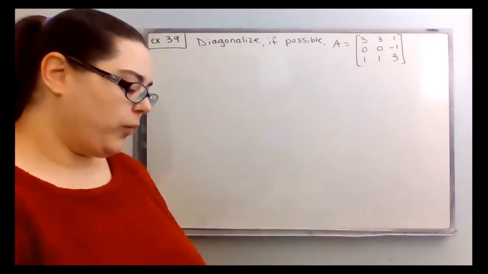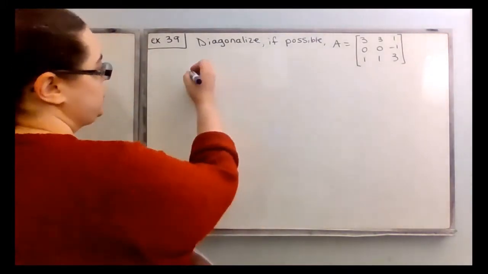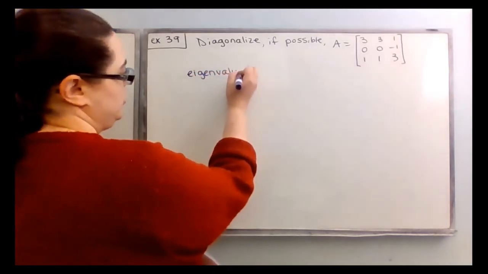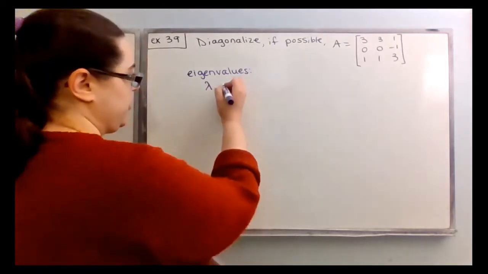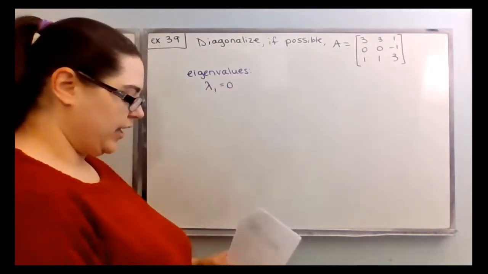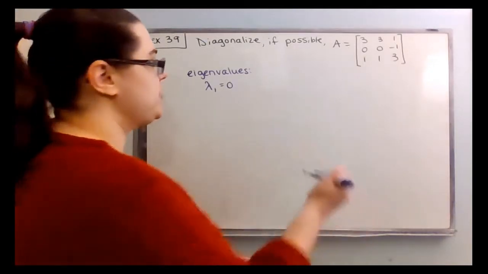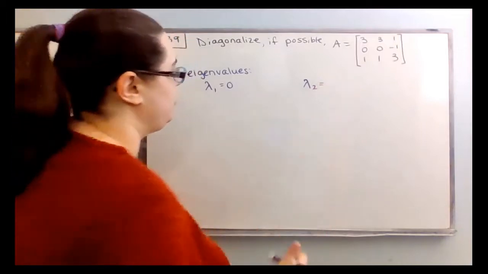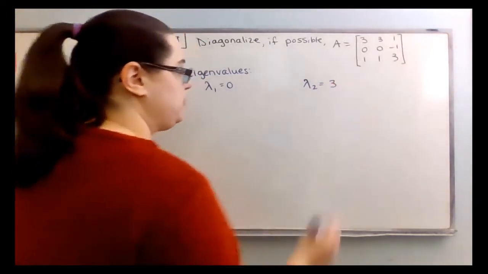So when I went through that work, I found eigenvalues. The first one was 0, and it had multiplicity 1, meaning that this eigenvalue only occurred once. And then the second eigenvalue occurred twice, so it had multiplicity 2, and that was 3.